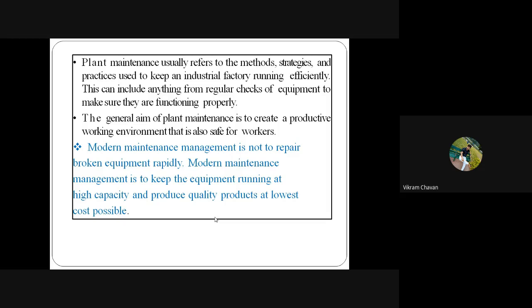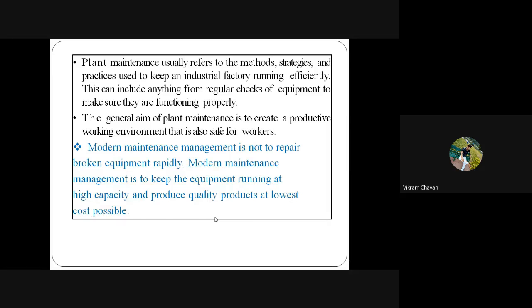Now here, in a blue line, I have noted one point: modern maintenance management does not only consider repairing the equipment very fast, but it is mostly concerned with keeping the equipment and the plant in a running condition with high capacity, with high quality of production, and with the lowest possible cost of production.